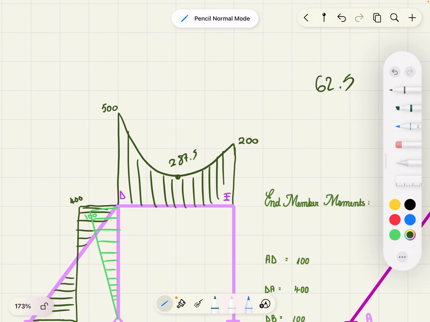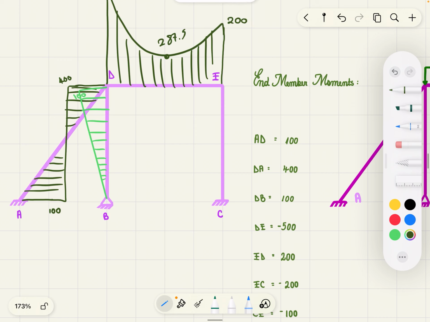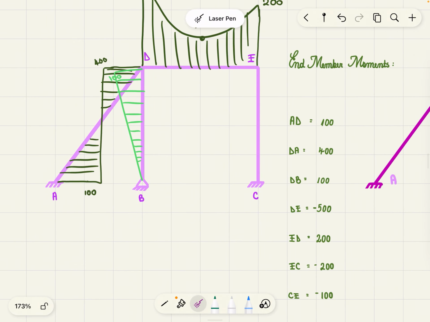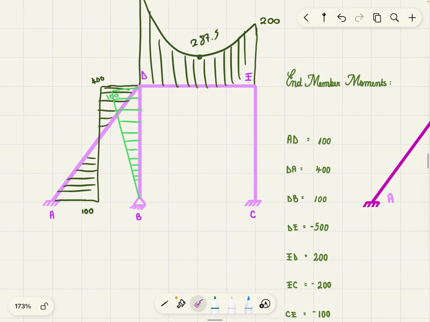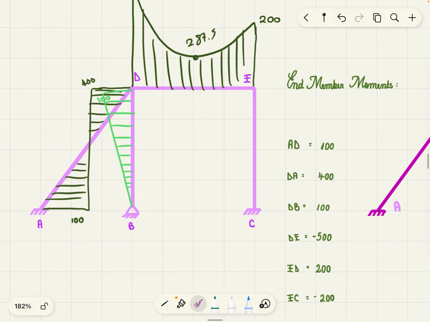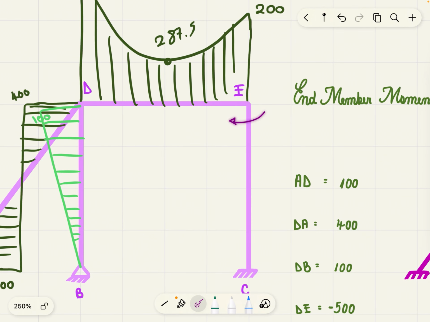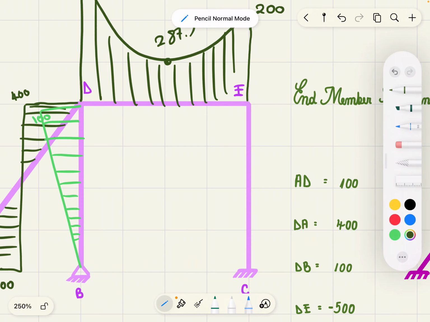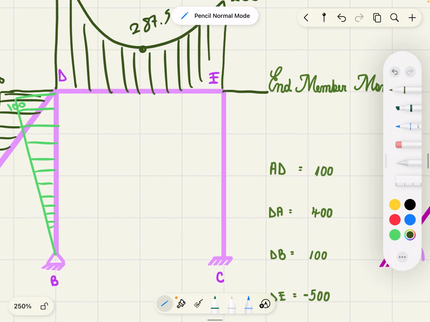Okay, now the last part is EC. Minus 200, so anti-clockwise rotation for the end member moment. So if EC end member moment is anti-clockwise, the nodal moment is clockwise. And you can see that this side of the member is going to be under tension. So we're drawing on this side. The value was 200, yeah.